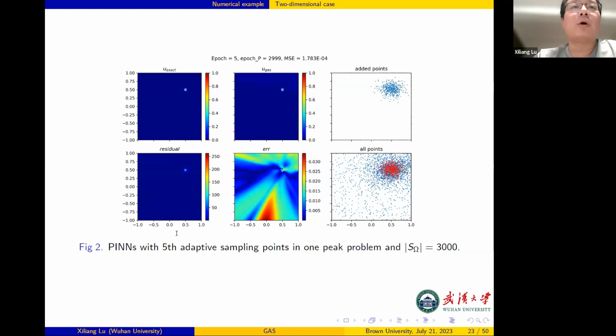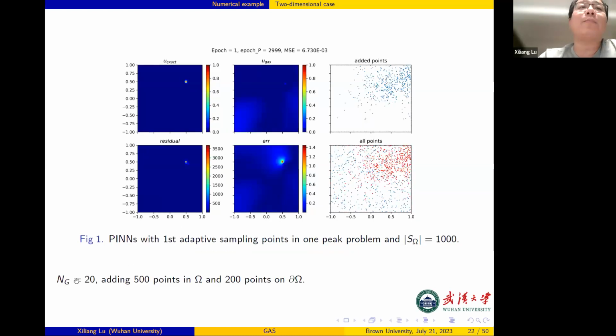For most examples, we set NG to 20. But for 9 peaks, we set NG to 40. We said we need more Gaussian mixture components, and for each Gaussian, we use 25 points because we added 500 points, so 20 times 25, to estimate the parameters in the Gaussian.